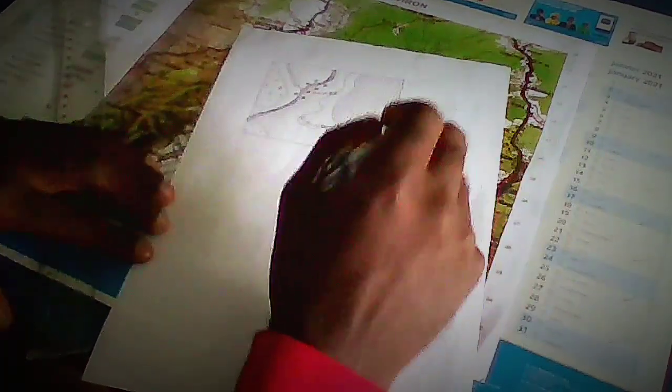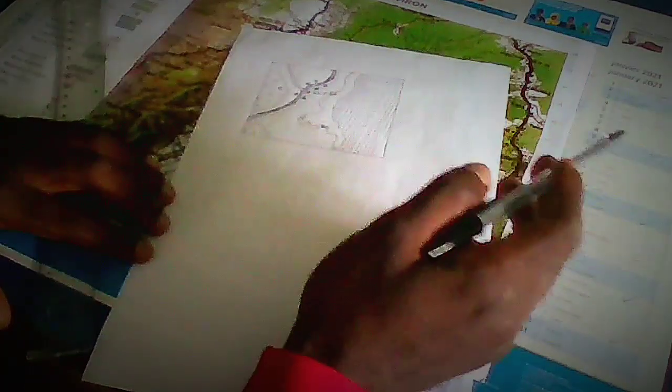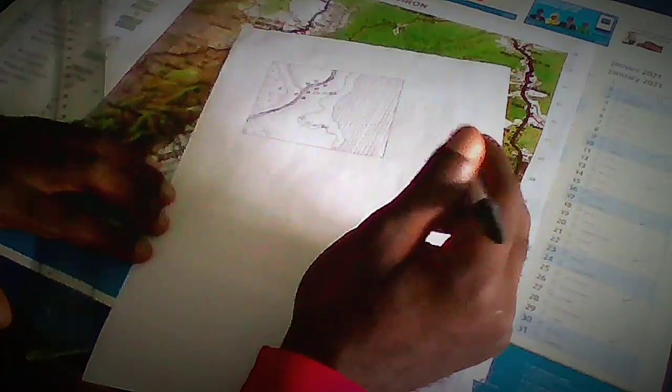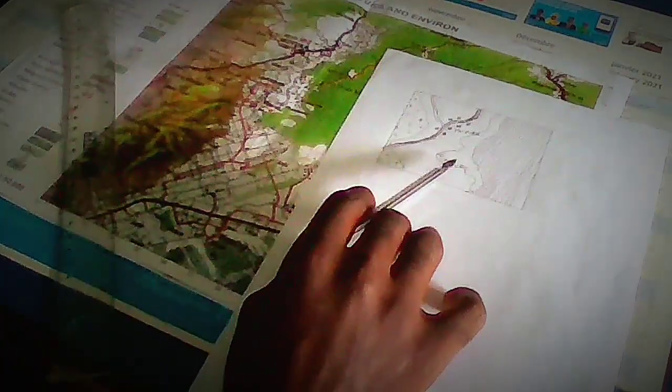Done drawing already. I've inserted the physical features and the human features that are found around the area, Muea, and therefore I'm going to give a title to this diagram. I simply write the site and the situation. Site and situation of Muea.